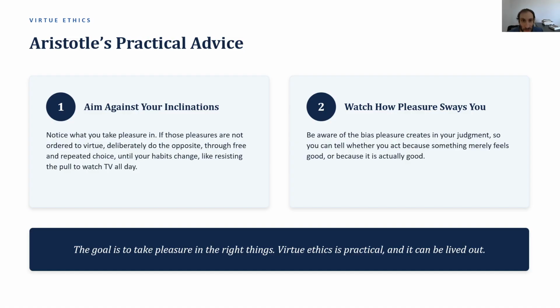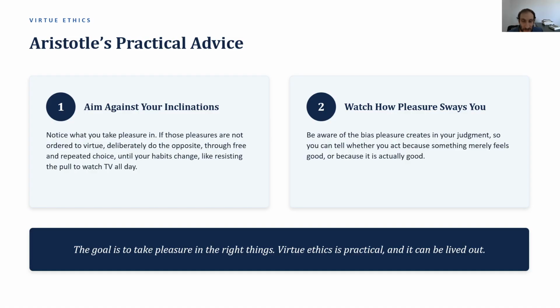We have to look to our own lives and consider the things that we are more easily inclined to. We should consider the things that we take pleasure in, because it is those pleasurable things that we are inclined to do. If our pleasure is not rightly ordered to virtuous action, then we should aim for the opposite of what we are inclined to. For example, if I am inclined to just sit on my couch and watch TV the whole day, I should do the opposite of what I'm inclined to do, since watching TV the whole day is not a good thing. When I do the opposite of what I'm inclined to do, and when I do that through my own free choice and do it habitually, I am able to change my habits so that I'm no longer a couch potato. And when I do that, I become more virtuous. That's the first piece of advice.